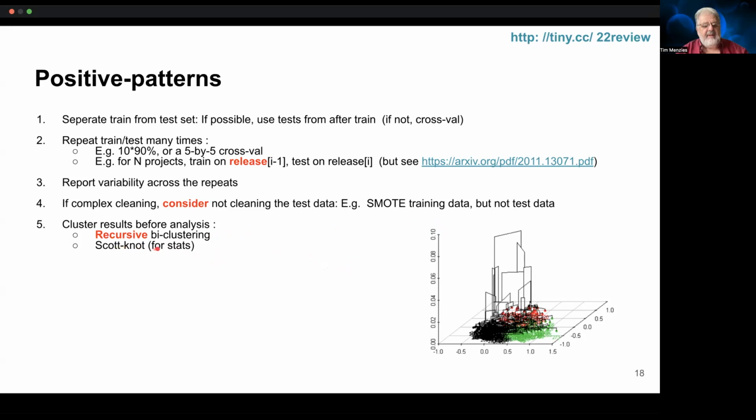There's also a statistical method we're going to talk about in a few things called Scott-Knott, which clusters on the dependent variables, on the results that come out of this thing. And I think that's a really powerful thing.